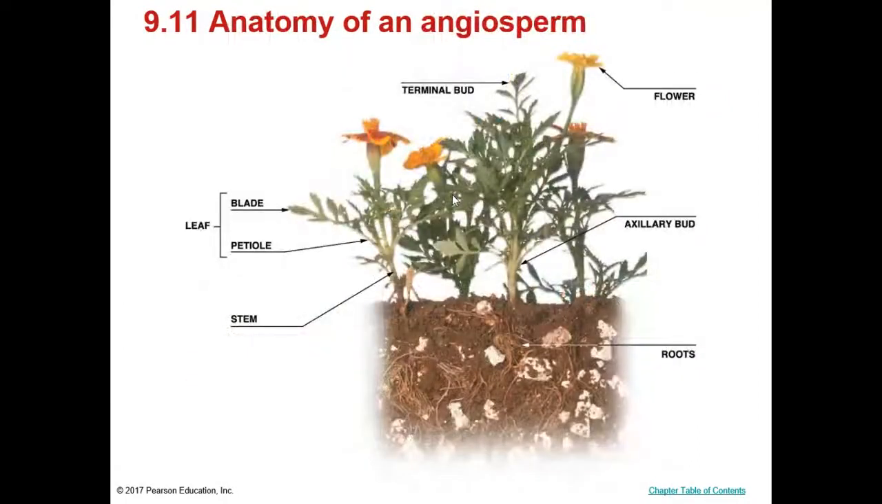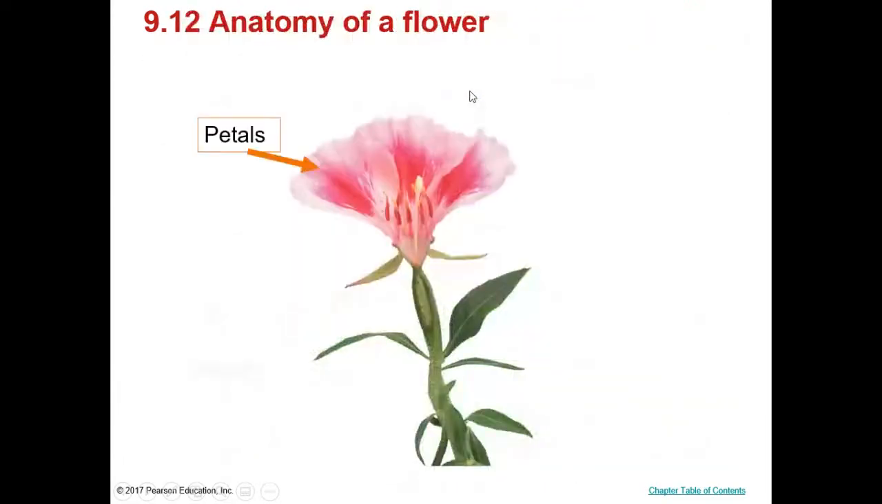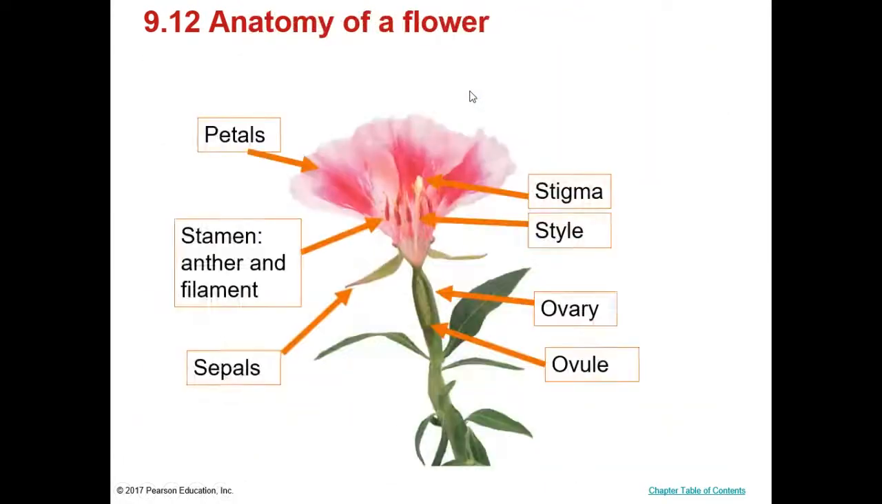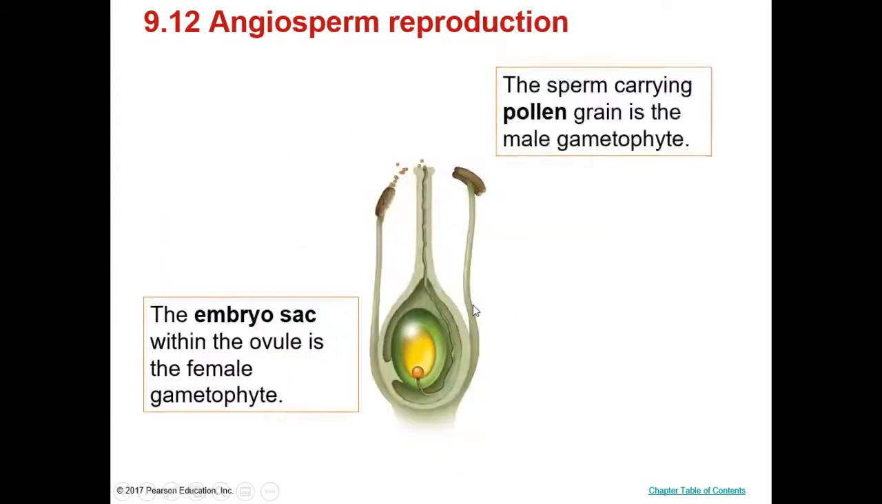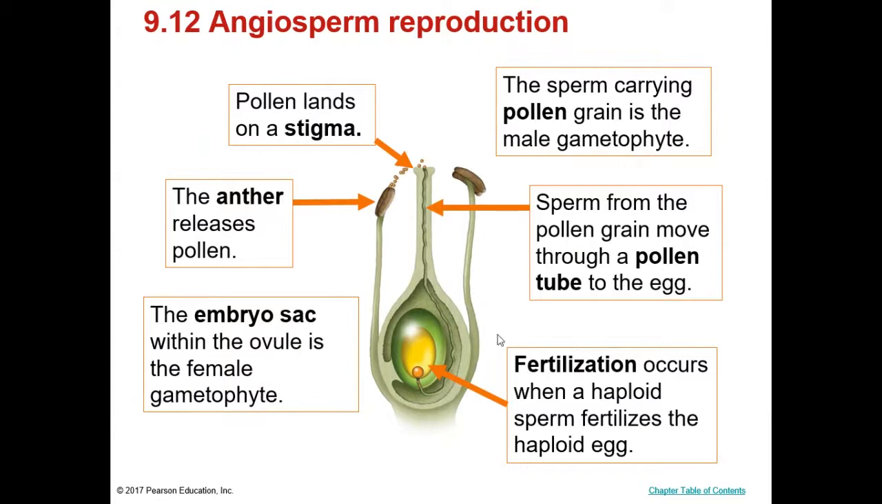Flowers are the site of reproduction of plants. All right, so let's go over the anatomy of a flower. Here it is. They evidently have petals. They have sepals. They have stamen, which contains an anther and filament. They have stigma. They have styles, ovaries, and ovules. Again, the different reproductive parts of the flower.